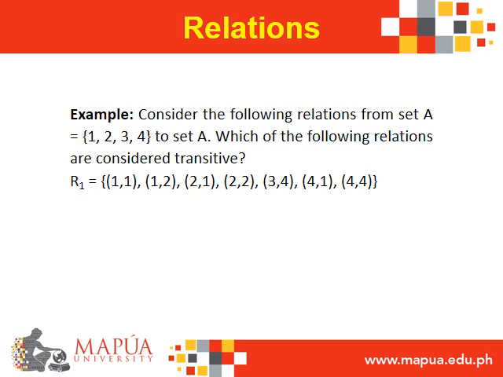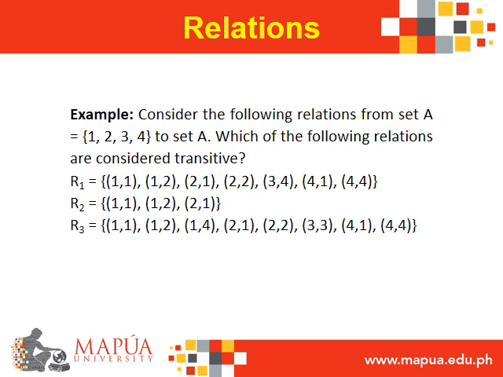and 1, 1. However, if you interchange the position and place 2, 1 first, then 1, 2, you do not have the ordered pair 2, 2 on your relation R2. Relation R3 is also likewise not transitive due to the fact that you have 4, 1, 1, 2, but you do not have 4, 2.